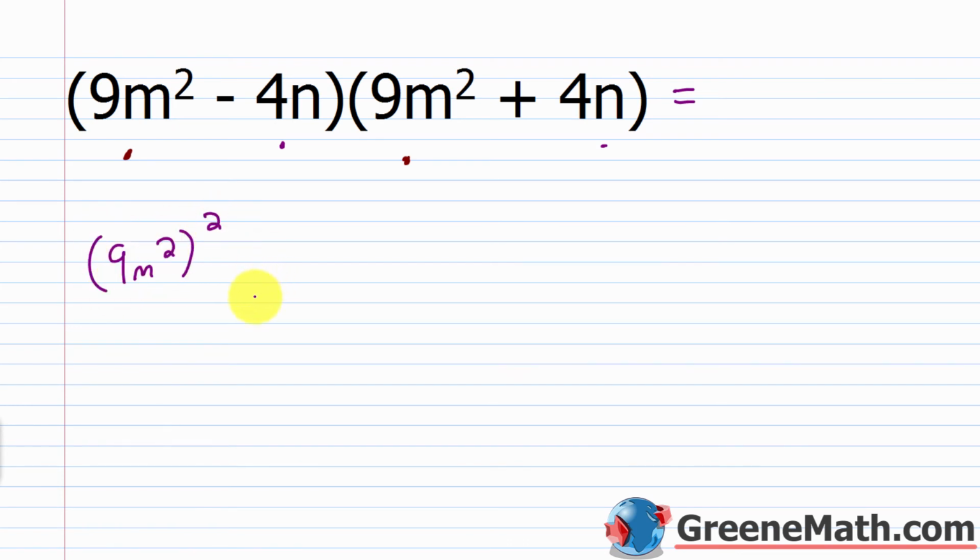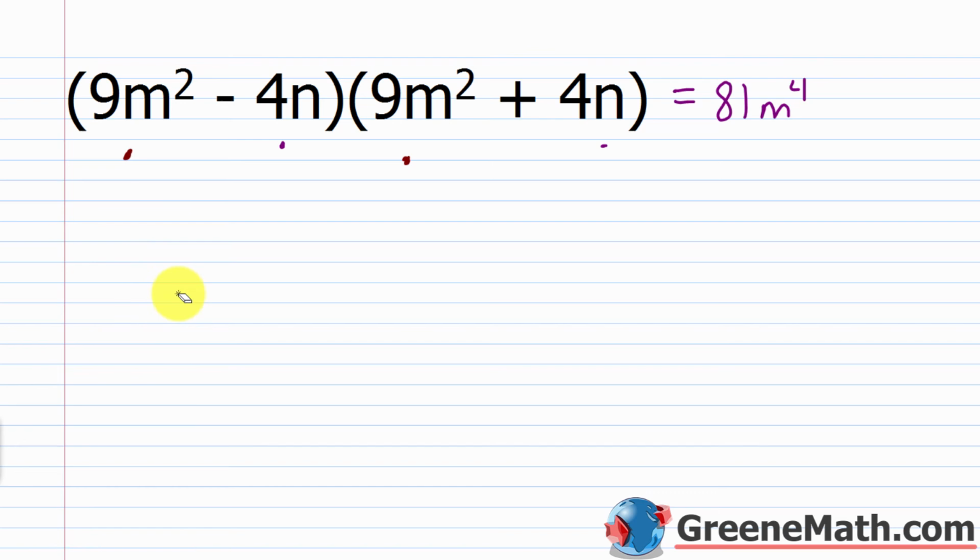So what's that going to give me? Well, 9 squared is 81, right? 9 times 9 is 81. M squared raised to the power of 2. Again, use the power to power rule. Base m is going to stay the same. Multiply exponents. 2 times 2 is 4.